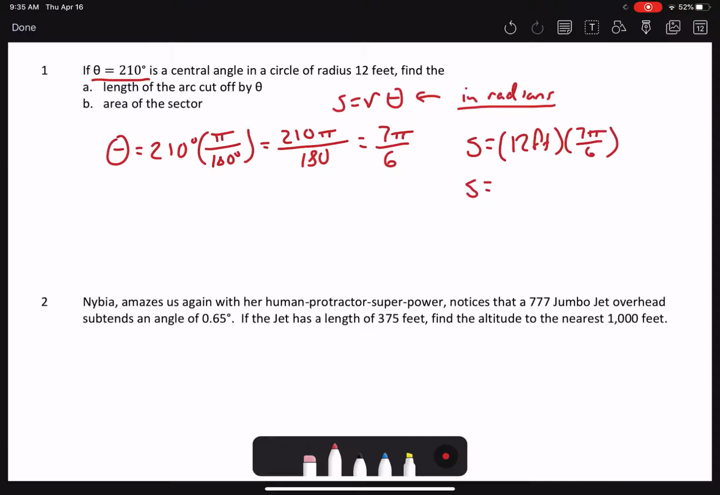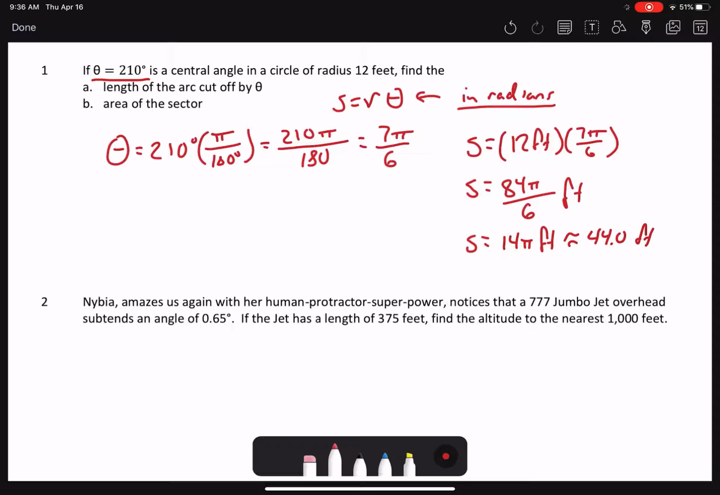I simplify that. 12 times 7 is 84. So I got 84 pi over 6 feet, and 84 is divisible by 6. And so I get 14 feet. I'm sorry, 14 pi feet. We actually had this problem before, and I just wanted to make sure that we are not missing it. I don't know if you remember it from last time, but that came out to be right at about 44.0 feet.